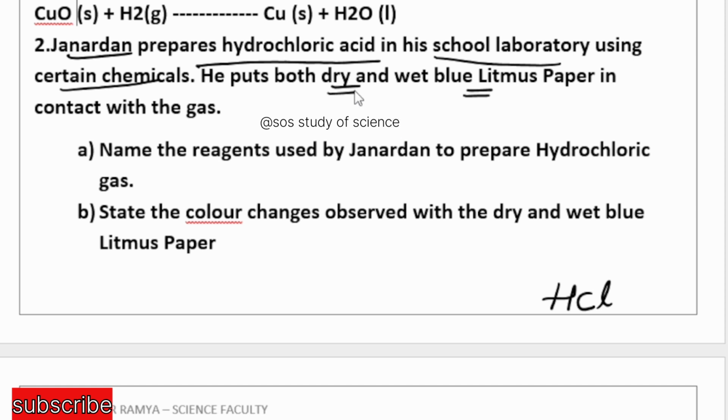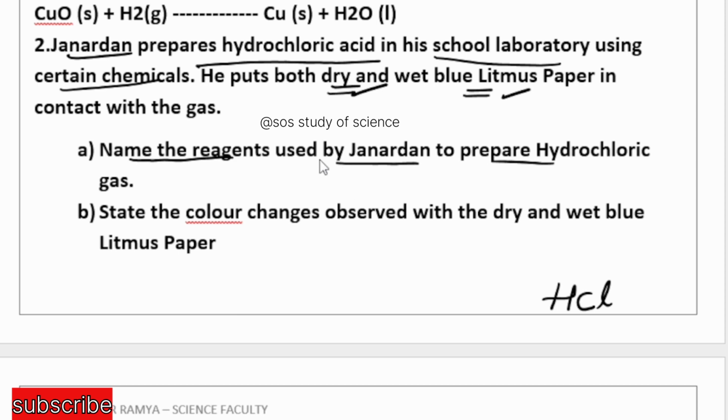ಏನು ಮಾಡ್ತಾ ಇದ್ದಾನೆ, ಡ್ರೈ ಲಿಟ್ಮಸ್ ಪೇಪರ್ನು ತೊಗೊಂಡು ಹೋಗ್ತಾ ಇದ್ದಾನೆ, ವೆಟ್ ಲಿಟ್ಮಸ್ ಪೇಪರ್ನು ತೊಗೊಂಡು ಹೋಗ್ತಾ ಇದ್ದಾನೆ ನಿಯರ್ HCl. ಓಕೆ, ಸೊ ವಾಟ್ ಇಸ್ ದ ಕ್ವಶನ್ ಫರ್ದರ್? Name the reagents first of all which is used by Janardhan to prepare the hydrochloric acid gas.